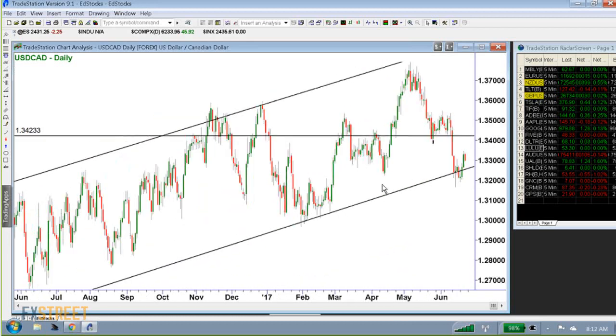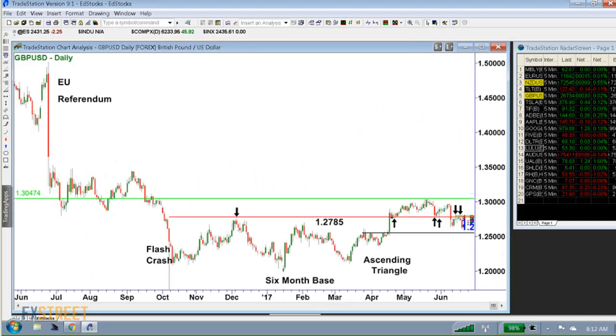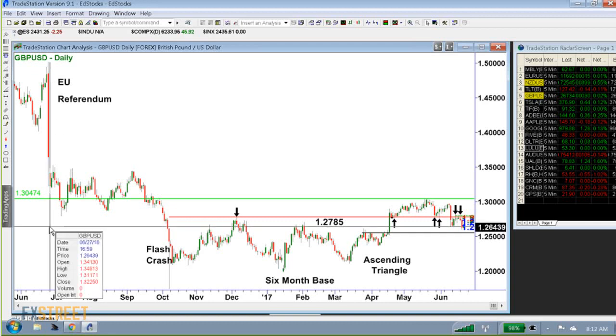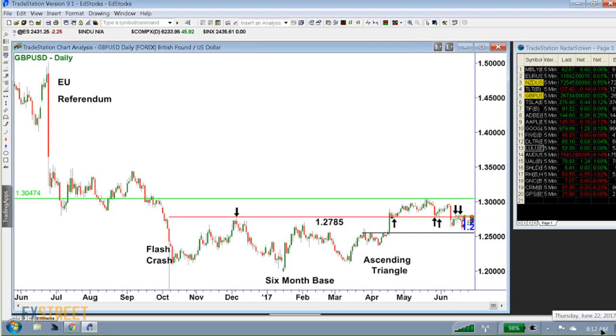Let's take a look at the British pound, because I want to take you back. It was one year ago that the huge red 1700 pip candle occurs, actually on the 24th. Today's the 22nd, and the 24th is going to be on Saturday. So it's been almost one year since the EU referendum and the aftermath of the EU referendum.